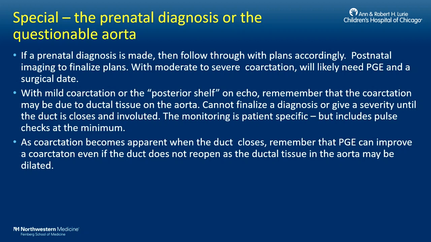With mild coarctation, or I shouldn't say posterior, I should say ductal shelf on echo, or a questionable posterior shelf. Remember that coarctation may be due to ductal tissue on the aorta. Can't always give a final diagnosis or severity until the duct is completely closed and involuted. So monitoring is patient-specific, but includes pulse checks at a minimum. As coarctation becomes apparent when the duct closes, remember that prostaglandin can improve a coarctation even if the duct does not reopen, because you're really dilating, relaxing that ductal tissue in the aorta, on the aorta itself.